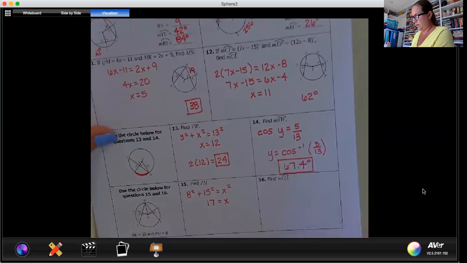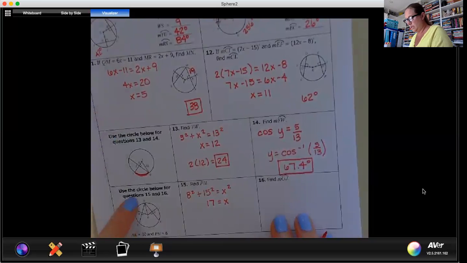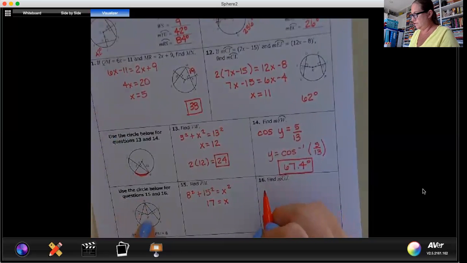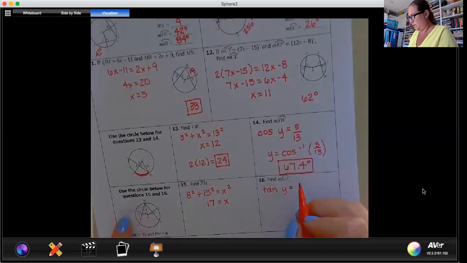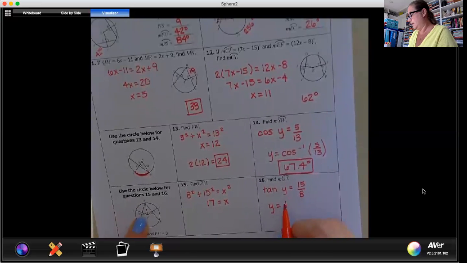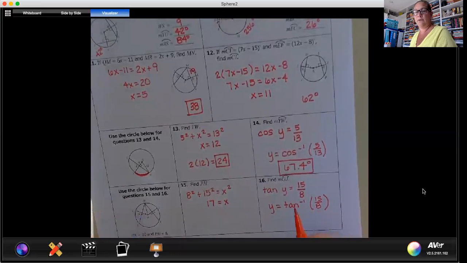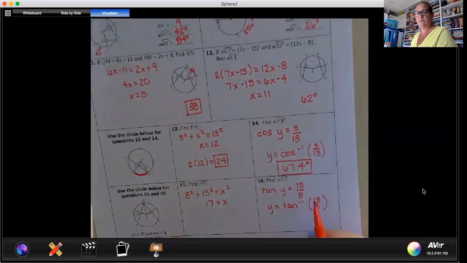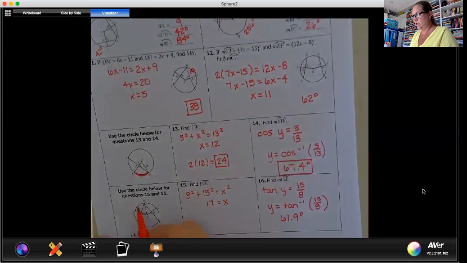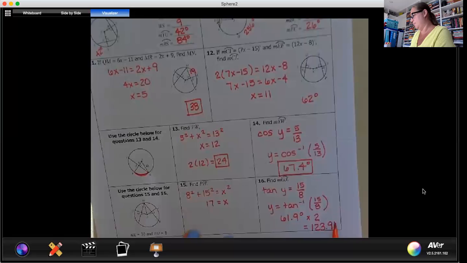To find arc GJ, we are going to use the tangent function. Tangent of y is going to be 15 over 8. So to find y, we do the inverse tangent of 15 over 8. So in degree mode, second tangent, 15 divide 8, enter, and you get 61.9 degrees. Now, I need GJ, so I need both of those angles. So I'm going to multiply that by 2 to get 123.9 degrees.